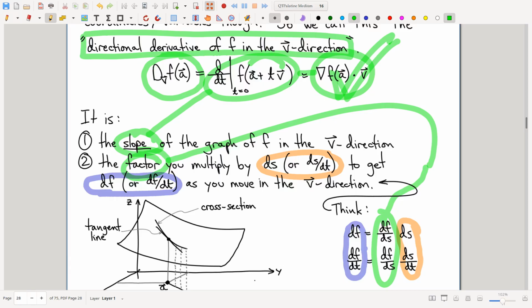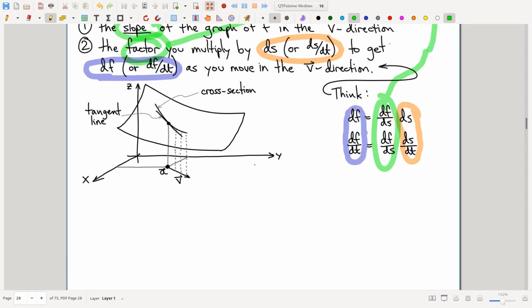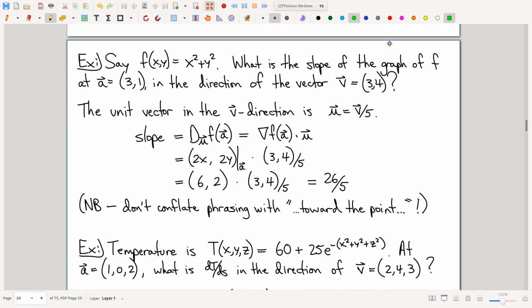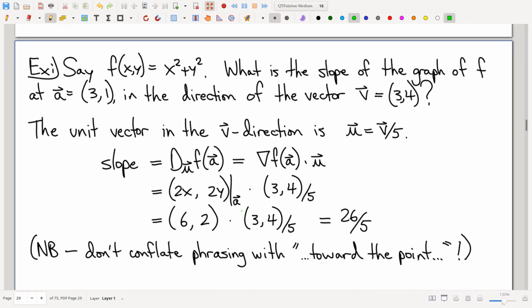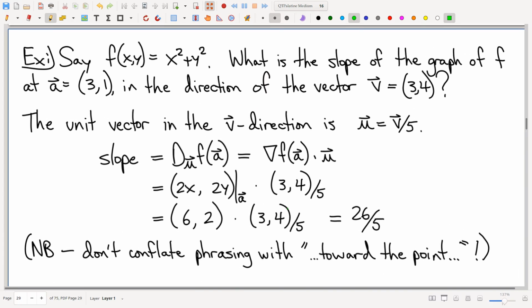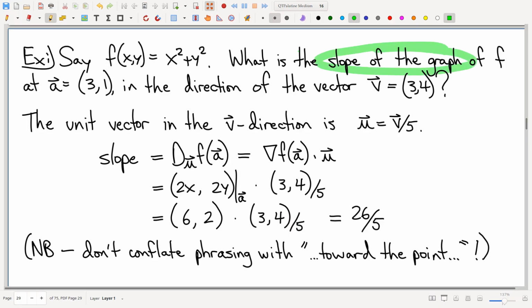Okay. All right, so let's do one. How are we going to use this? Let's see here. Okay. I've got some function. We're at some point in the domain. And wouldn't you know it, the question says, what is the slope of the graph in a certain direction? We'll talk about the direction in a second. But the question says slope of the graph in a certain direction.